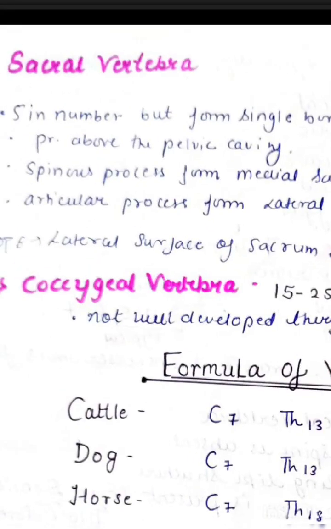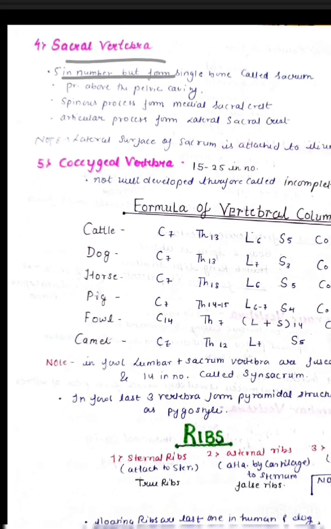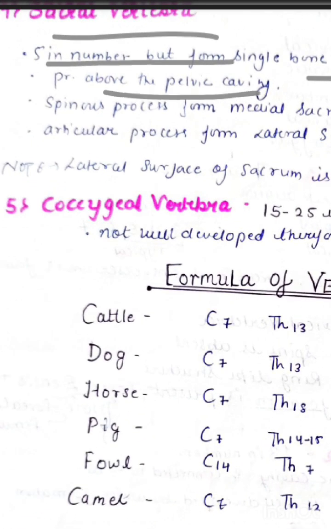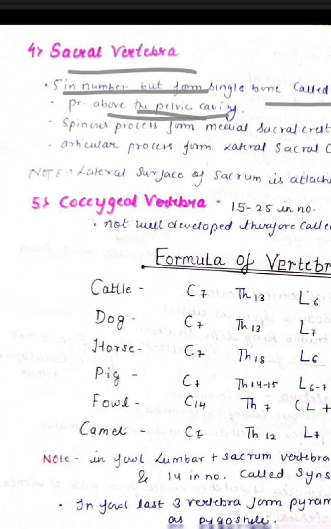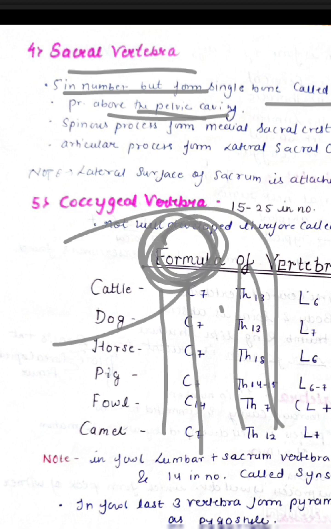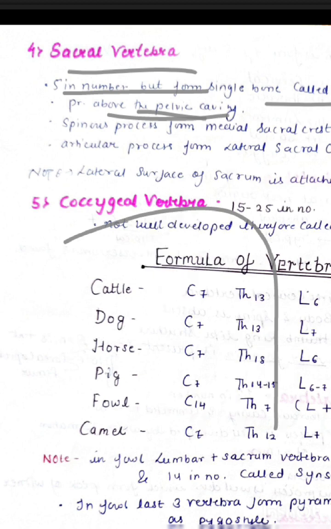The sacral vertebrae are 5 in number but form a single bone called the sacrum. As I said already, these are fused together, so we can't differentiate them individually. These are present above the pelvic girdle, or hip bone. Sorry, this is our pelvic girdle, and the sacral vertebra is present near this location.